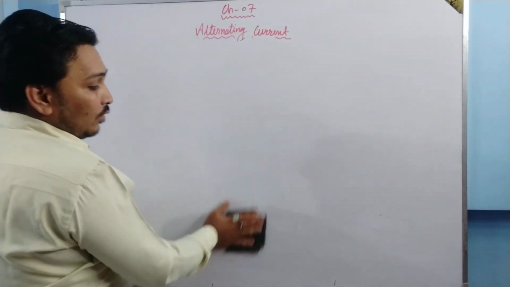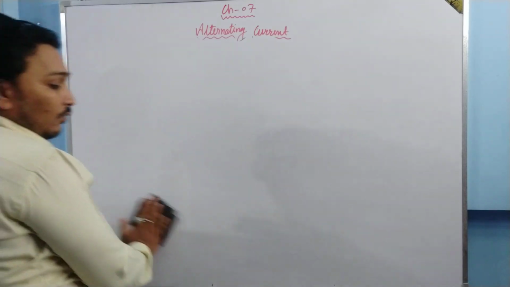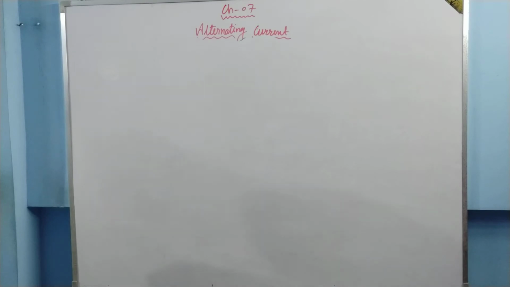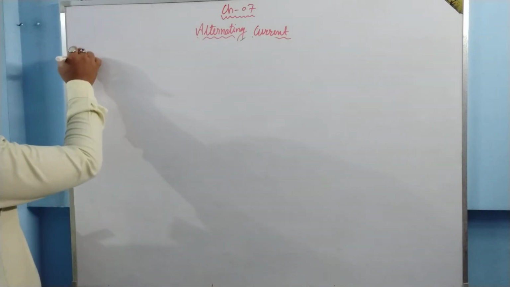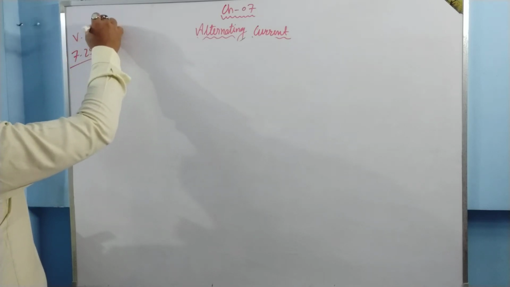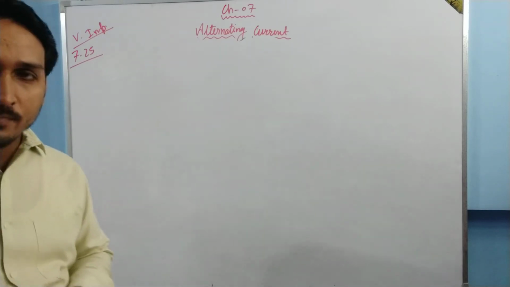Only one new thing was there, and that was the time lag between voltage and current. I have told you the formula: phi upon omega. Just put the value of phi and the value of omega, and you will get the value of time lag. Now we are moving to question number 7.25, and it is one of the very important questions for your boards. Very important. Okay, what is the question? Just see.